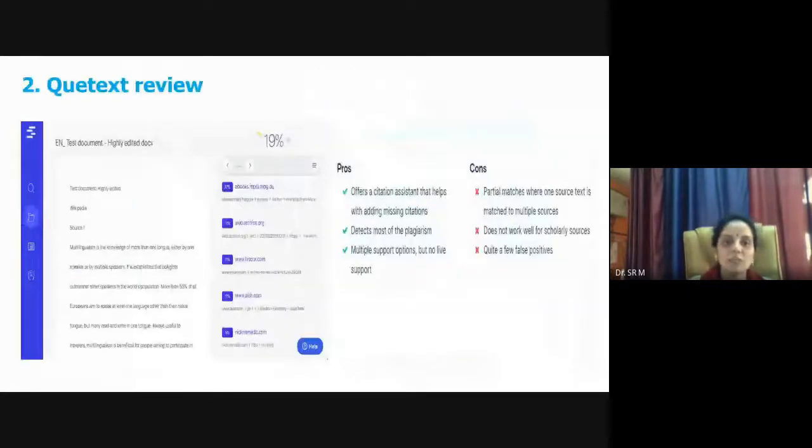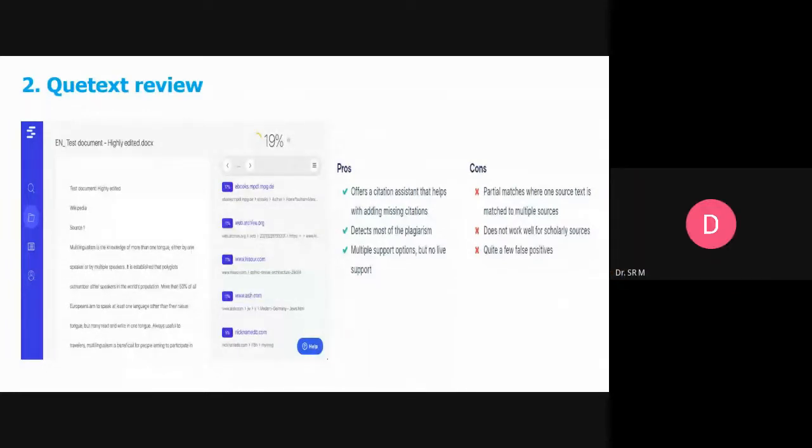Next, when we talk about the Quetext review, it is one of the disadvantages that we cannot directly work in the tool. There is something called citation assistant. If at all we have missed to add some citations, it identifies it. Okay, there is help center FAQs to help us to answer. So it can get up to 2,500 words, and it is a free trial. But after that, we need to subscribe to it. So per month cost is there. It is given on their website. Everything you can check.